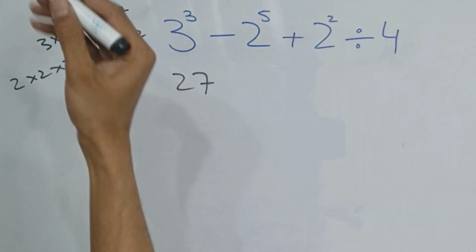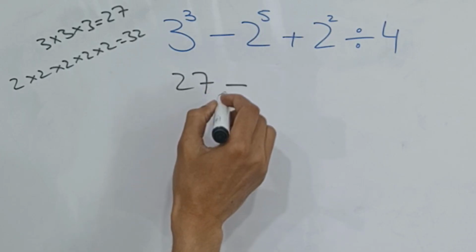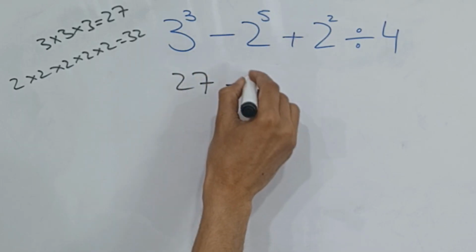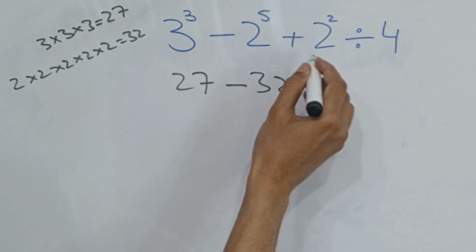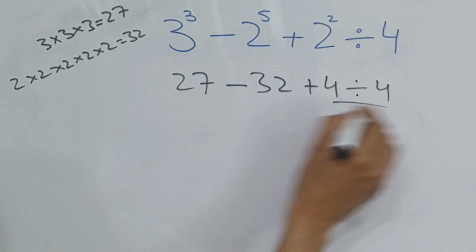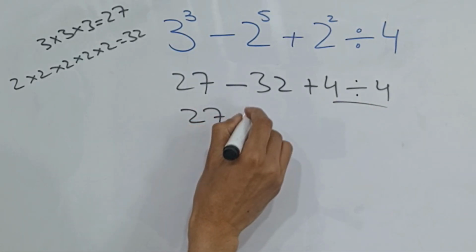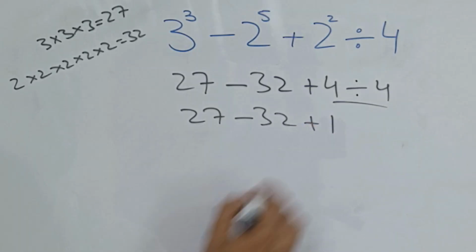So 3 cubed means 3 times 3 times 3 equals 27 minus, 2 to the power of 5 equals 32, right? Plus 2 squared means 2 times 2 equals 4 divided by 4. Now divide first. 27 minus 32 plus 4 divided by 4 equals 1, right?